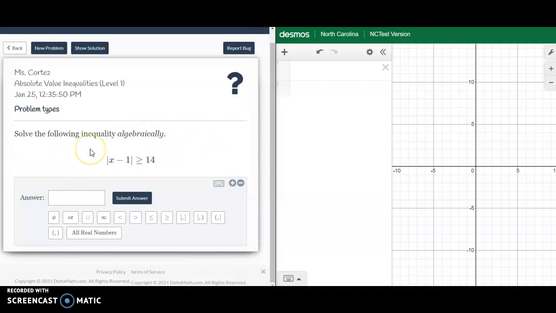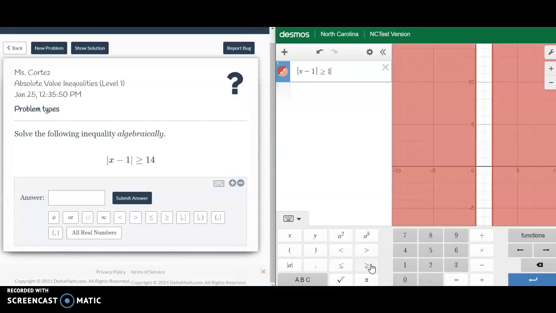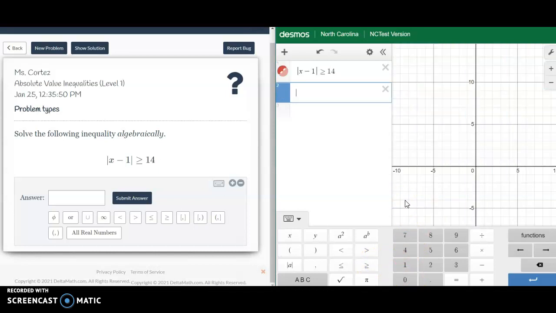It says solve the following inequality algebraically. Just so you know, this is not algebraically, this is graphically what we're going to do here. So we're going to go ahead and type this exact inequality into Desmos. To get the absolute value bars, you're going to click on this keyboard down here, and click on this A with the absolute value bars. And then we're going to type in x minus 1. To get out of the absolute value bars, I use this arrow key, and then is greater than or equal to 14.